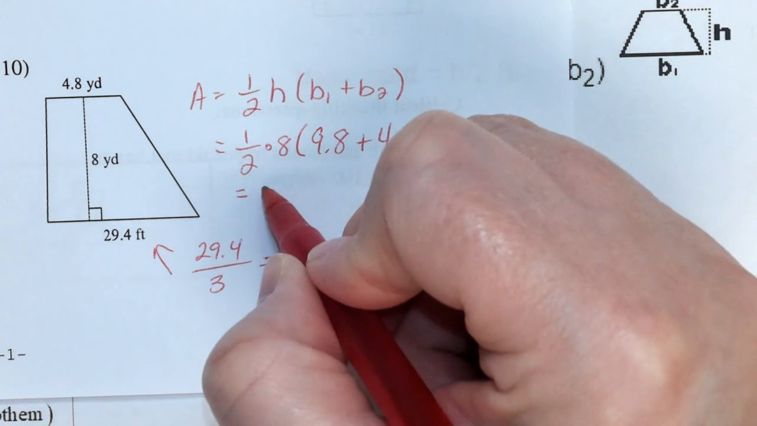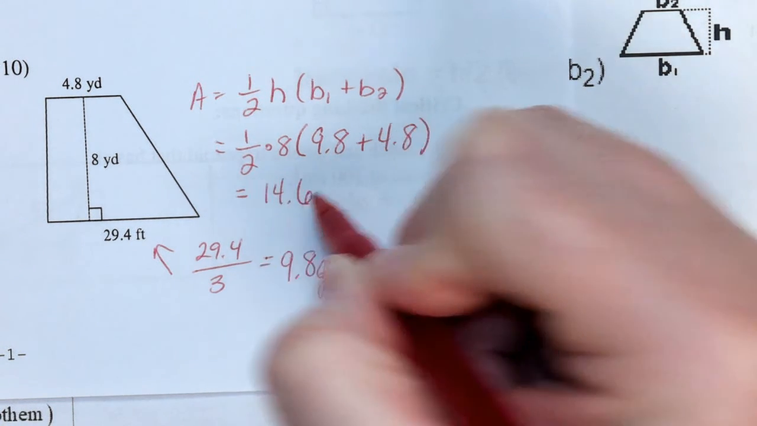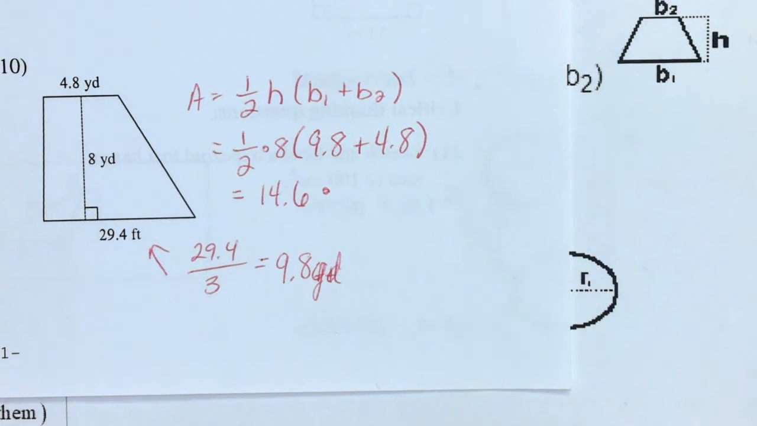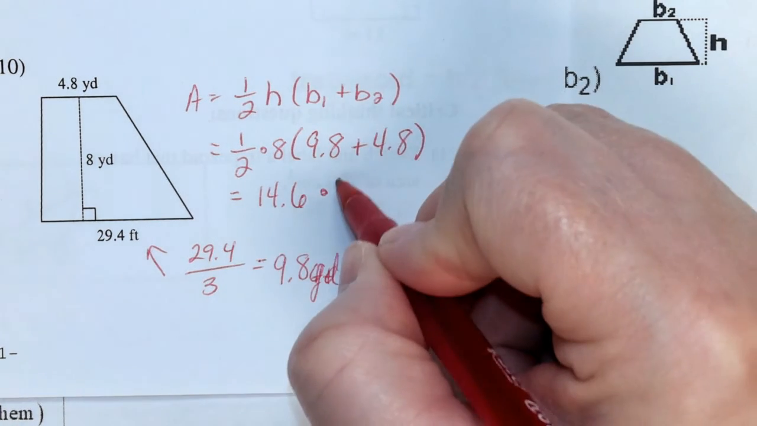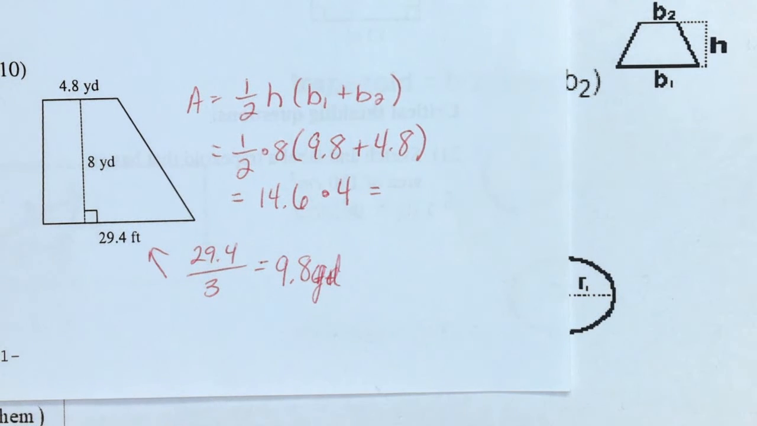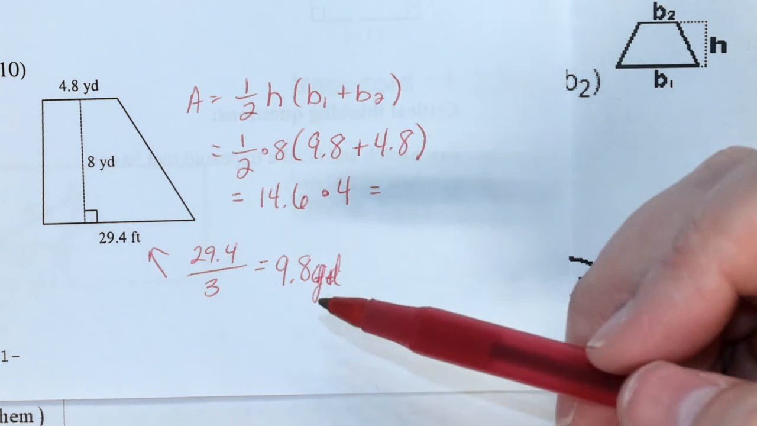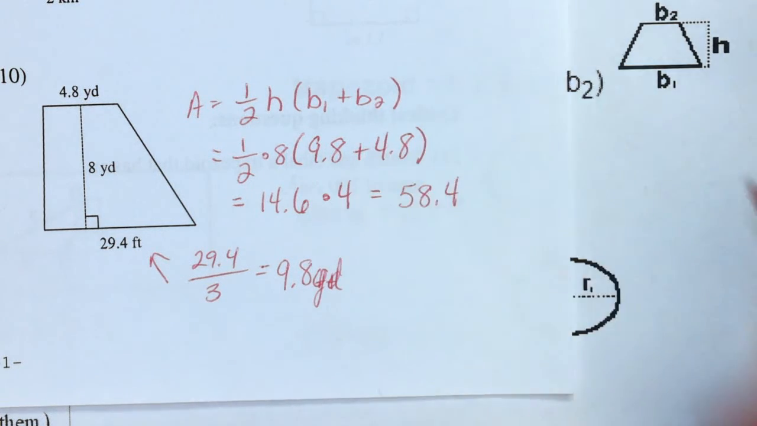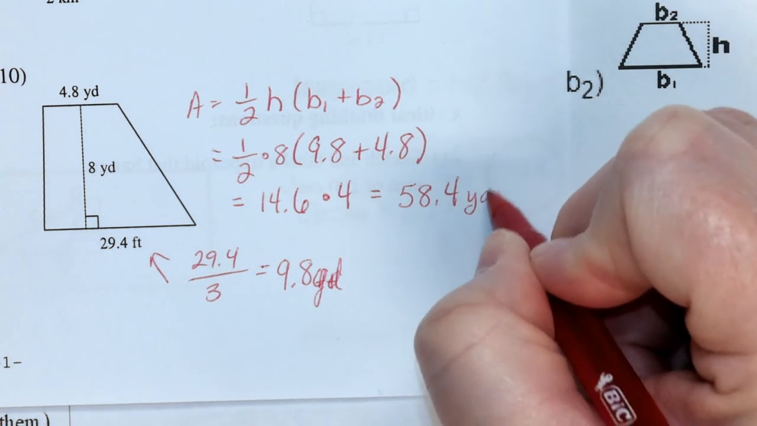14.6. Okay? Now, whether you do this as two steps or one is up to you. What's half of 8? 4. So then we just multiply 14.6 times 4. Which is what? 58.4. And this would be in yards squared.